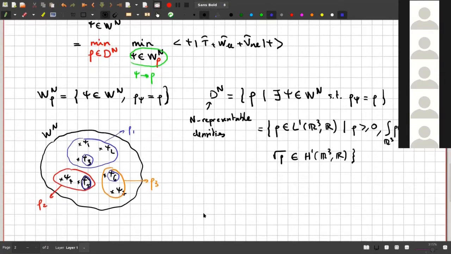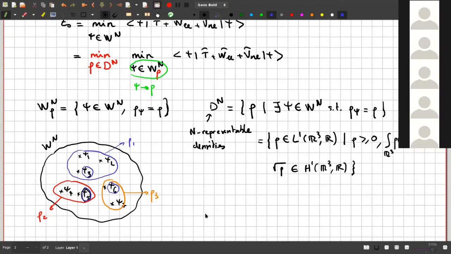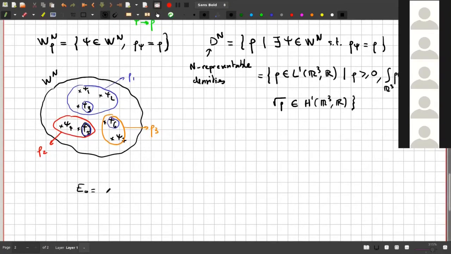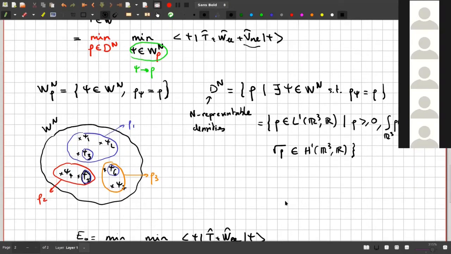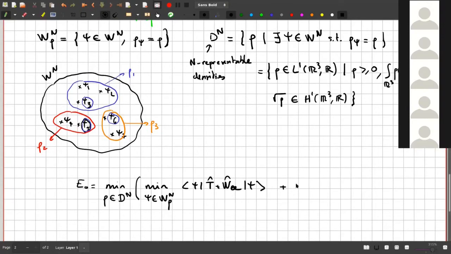So now let's continue after this decomposition, because we can say, okay, in this expression, the VNE part, the expectation value of the VNE over psi, in fact, depends only on the density. And so you can separate it from this minimization. So I can write the ground state energy as the minimum over N-representable densities of the minimum over psi having the density rho of the expectation value of T plus WEE. And the VNE part, I will extract it and I will put it in another term, and I can write it more explicitly as the VNE potential integrated over the density rho.